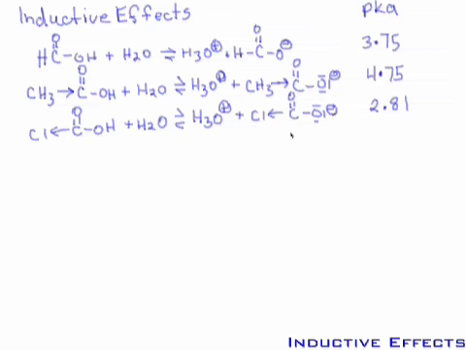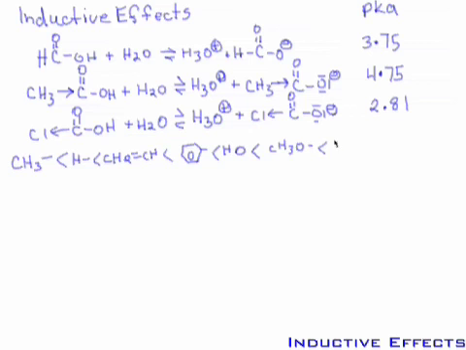Groups can be ranked in order of increasing electron withdrawing ability. So I could make a general trend. For example, methyl groups are one of the least electron withdrawing. They're actually electron donating. So in terms of electron withdrawing ability, methyl is less than hydrogen, which is less than an alkene, which is less than an aromatic ring, C6H5, which is less than HO, which is less than methoxide, which is less than I, which is less than Br, which of course is less than Cl.